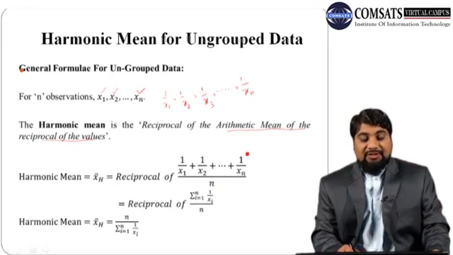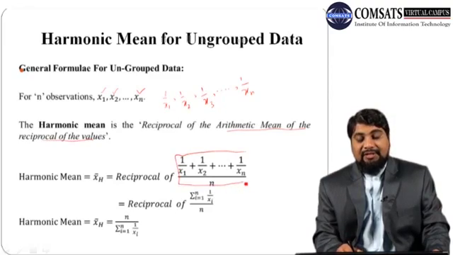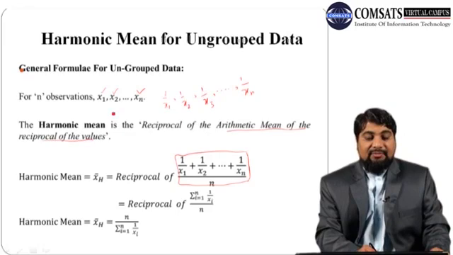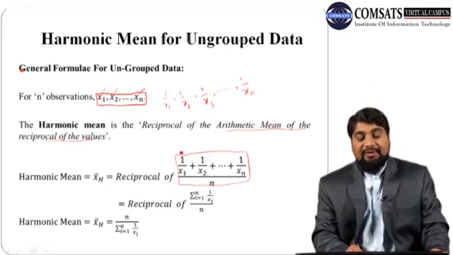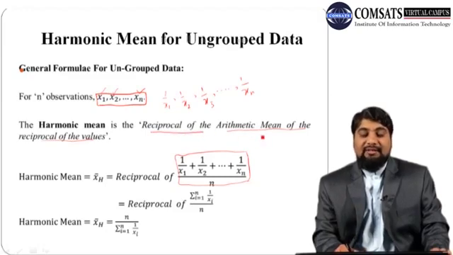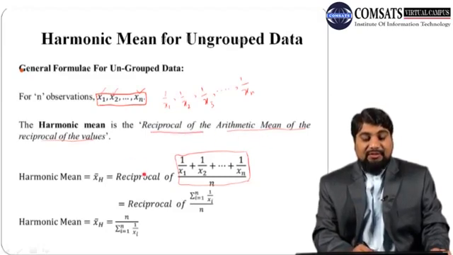So this expression, what is it? It is the arithmetic mean of these values, 1 over x1, 1 over x2 and so on, 1 over xn. Or we can say that it is the arithmetic mean of the reciprocals of these n values, x1, x2 and so on, xn. And then the harmonic mean is the reciprocal of this arithmetic mean of the reciprocals of values.